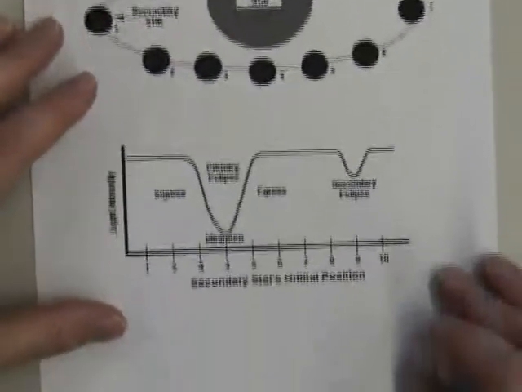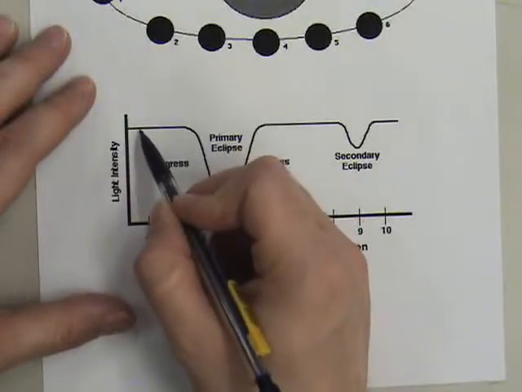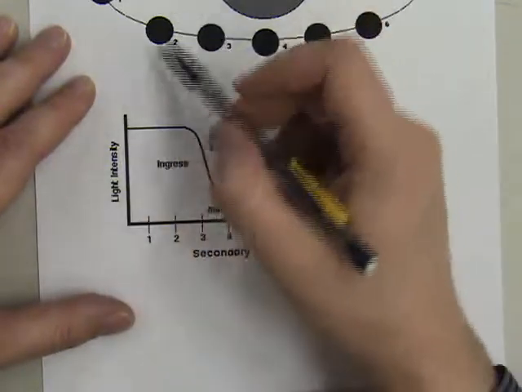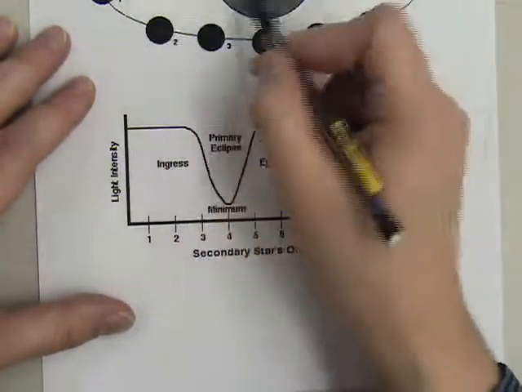How can we tell that there's an eclipse going on? We look at the intensity of the light. Now, this intensity of light is the combination of the two stars. Remember, they appear to be one star. So this level of intensity represents both stars being visible.